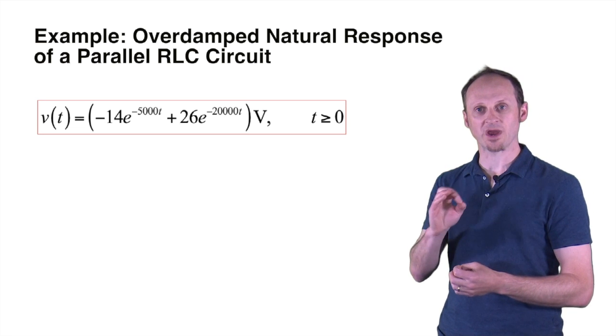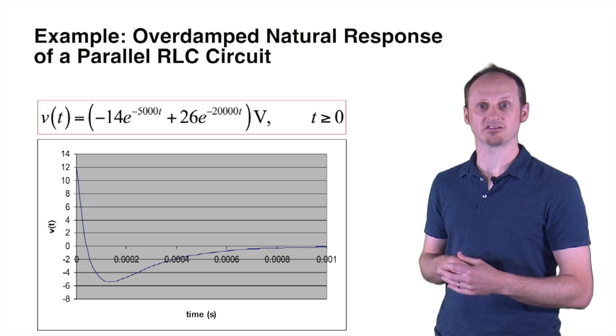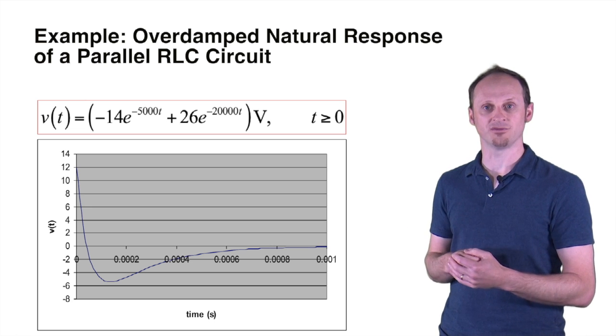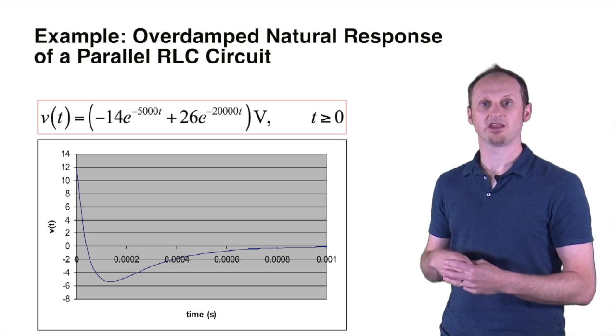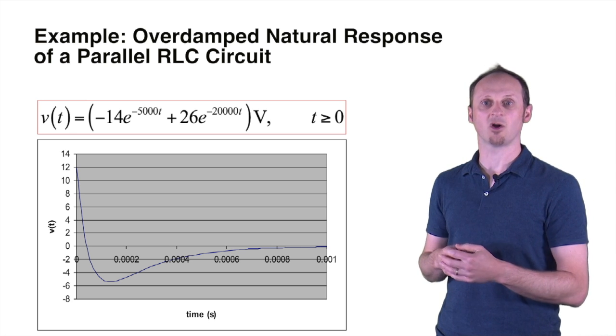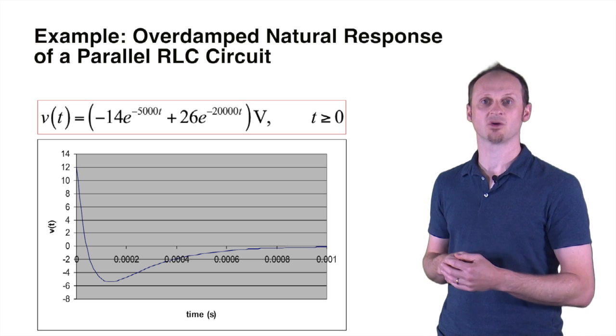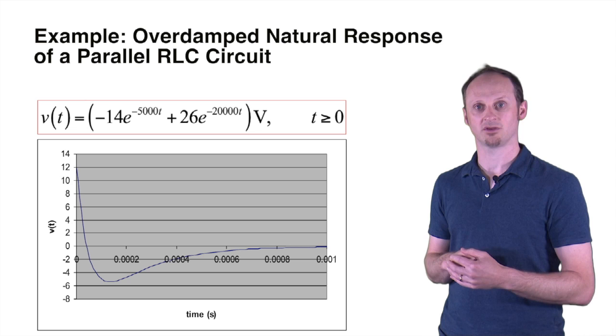If we show this graphically, we'll see clearly that it exhibits no oscillations. So therefore, it's an overdamped natural response. Now, because there's a resistor in this circuit, eventually all of the stored energy will decay to 0, and therefore the voltage will decay to 0, as shown in the graph.